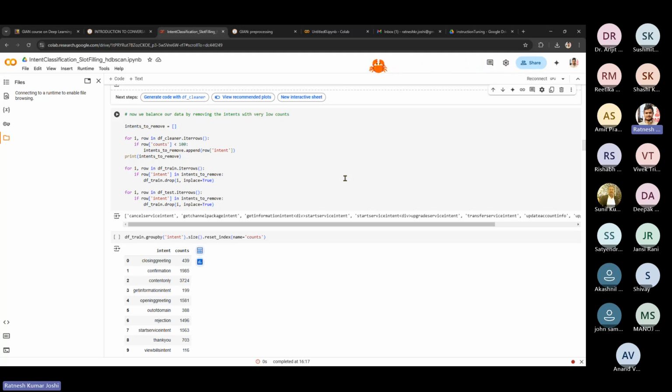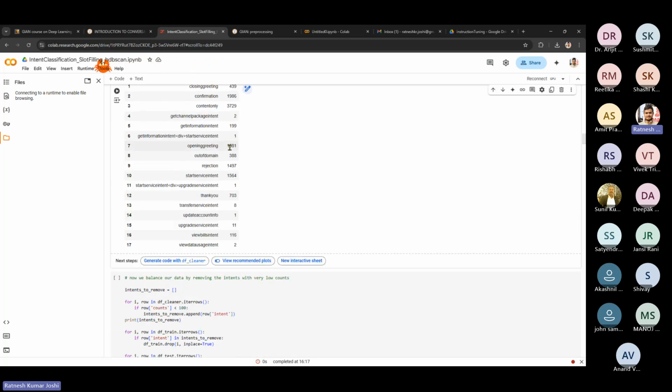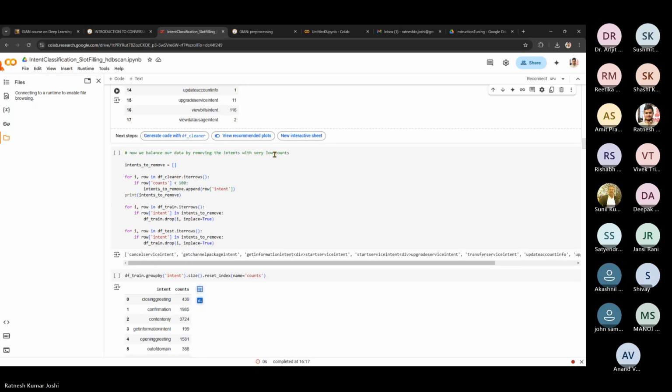In traditional machine learning, it corresponded to stop words and things like that. But in tabular data, the data that we are working with, it would correspond to intents or tasks that have very few examples, right? So that is the idea.